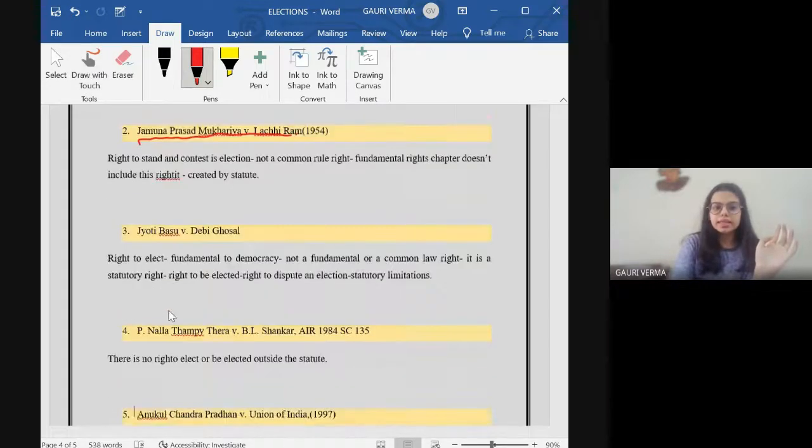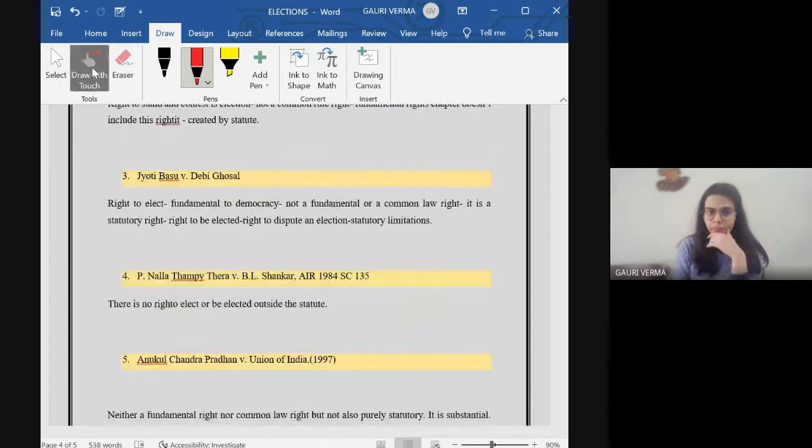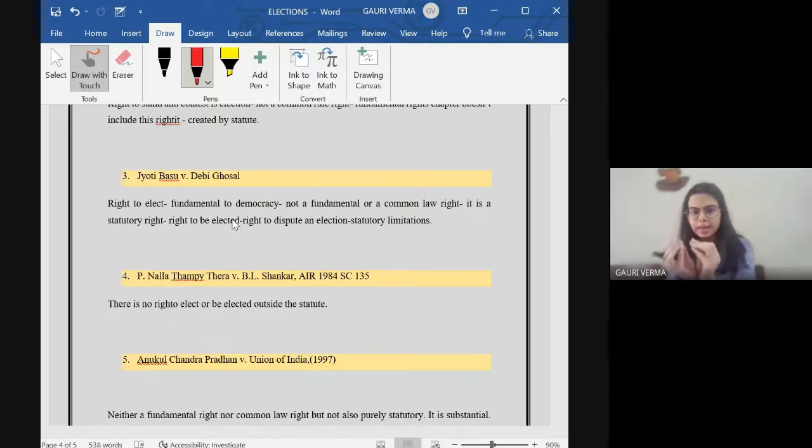The next case is Jyoti Basu versus Debi Ghosal. Here as well, the same line of judgment was followed, and it said the right to elect is not fundamental. Election is fundamental, but the right to elect is not a fundamental right. Neither is it a common law right, it is a statutory right, and so is the right to be elected, the right to dispute an election. It is statutory, and it has to be in accordance with the statutory limitations.